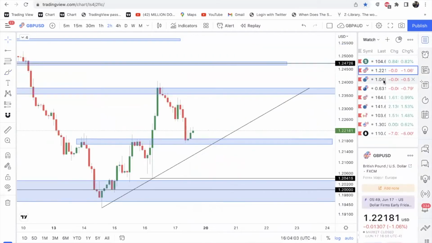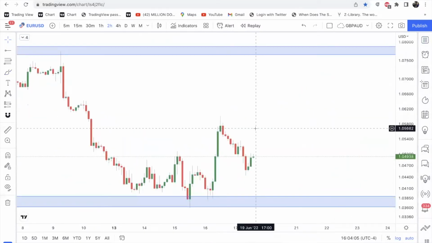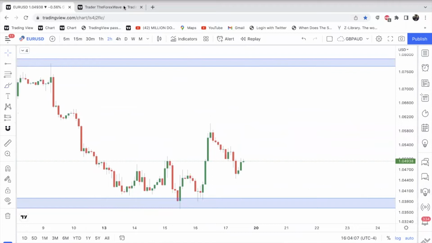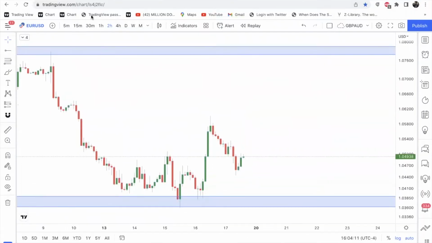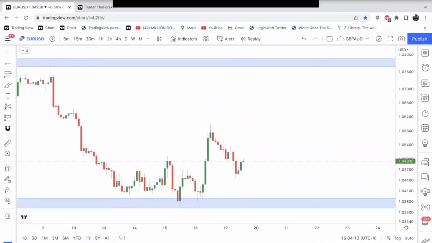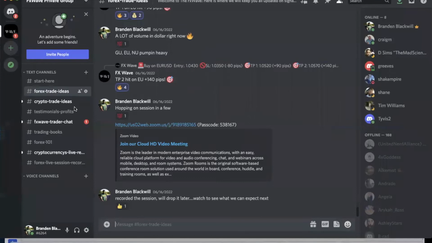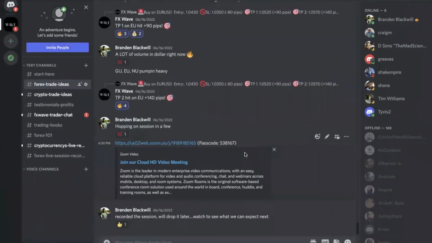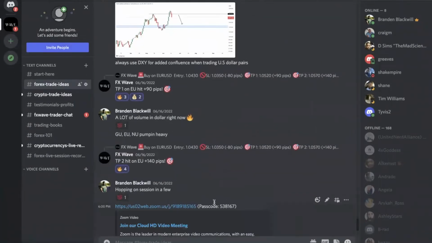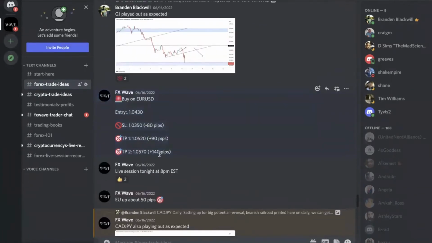Now looking at EU, Euro USD. This is similar to GU. This is a signal that I actually gave out in VIP. If you're not in VIP, this is how it looks. You see here I sent this out, and right here it says TP2 was hit, 140 pips on EU. This is the signal I sent out. So we caught a nice 140 plus pips on that pair, on that setup.